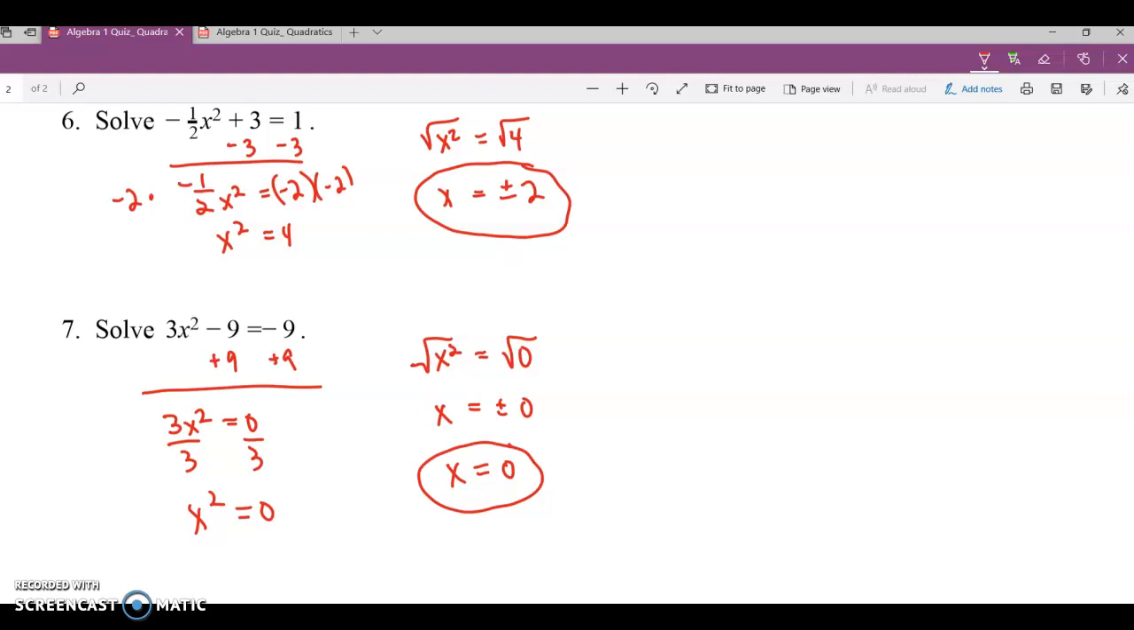I know it wasn't on this quiz, but keep in mind, if you get x squared equal some negative number, I'm just making something up, say negative 16, we stop. We can't go any further because we're not allowed to take the square root of a negative. It's just a no solution. So be on the lookout for that somewhere on the test Thursday or Friday.